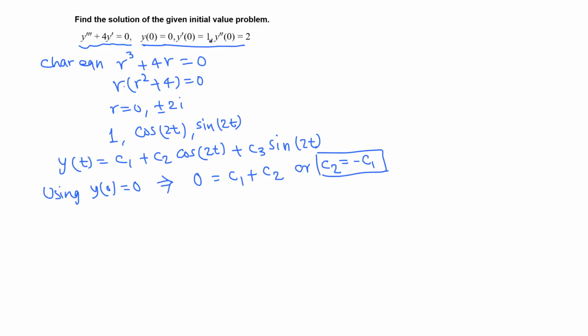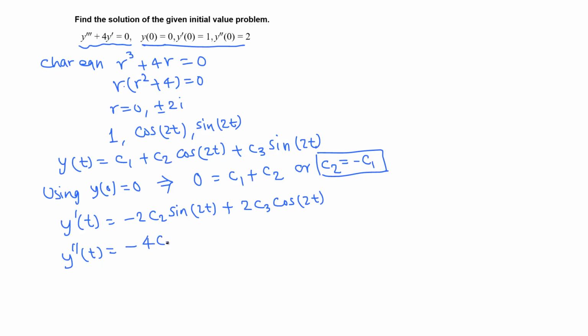Now, to use the second initial condition, we need to find the derivative of y. Let's find the derivative. Y prime: the derivative of c1 is 0. Derivative of c2 cosine 2t is negative 2c2 sine 2t, plus 2c3 cosine 2t. And let's find the second derivative as well to make use of the third initial condition. That's negative 4c2 cosine 2t, negative 4c3 sine 2t.